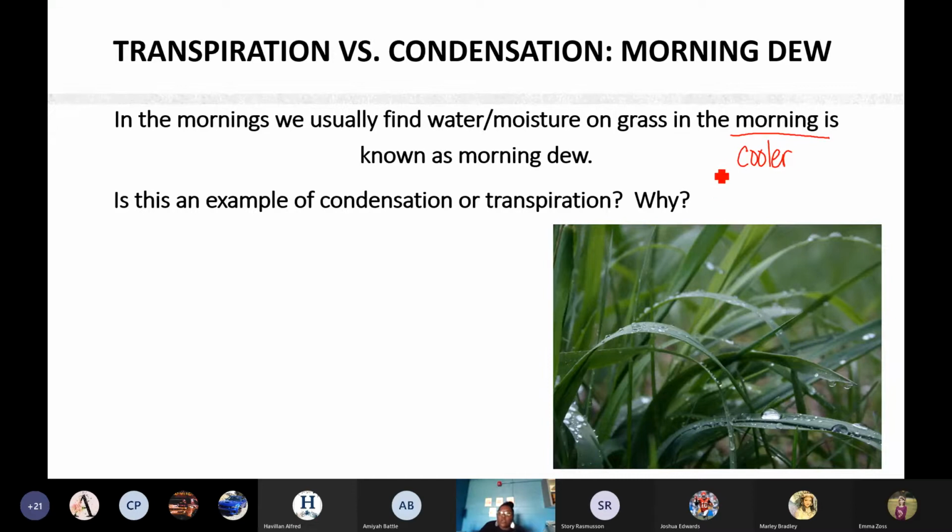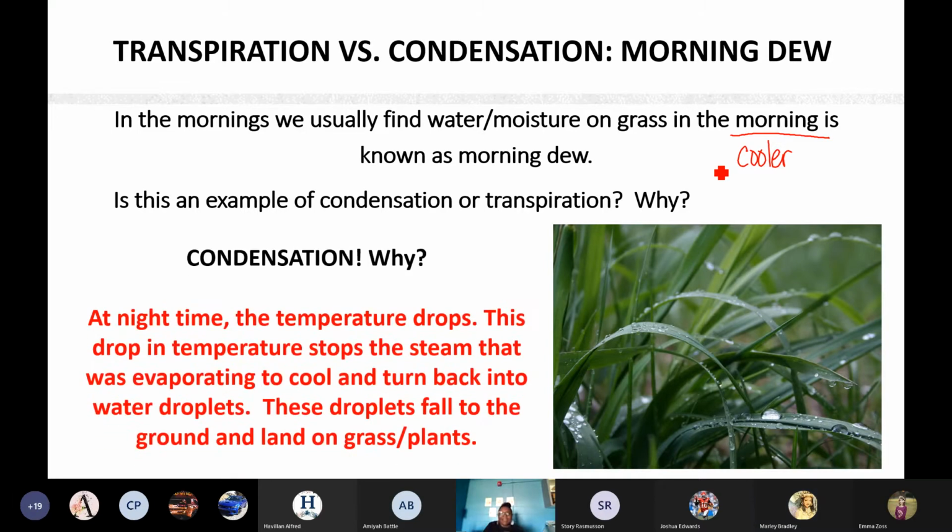So if it's a lot cooler in the mornings and transpiration needs heat in order to work, would that water on the grass be an example of transpiration or condensation? The answer here would be condensation. Let's write down why that's true.